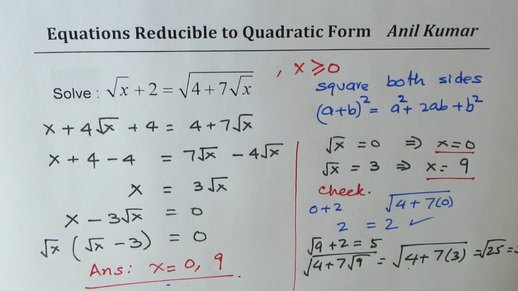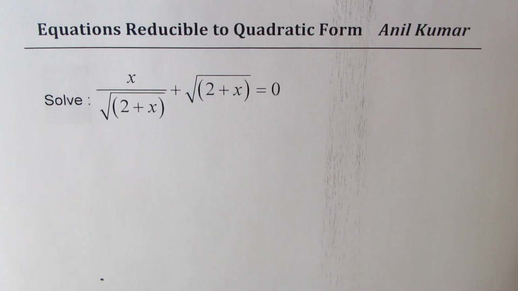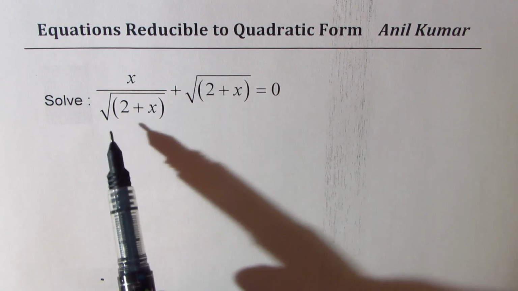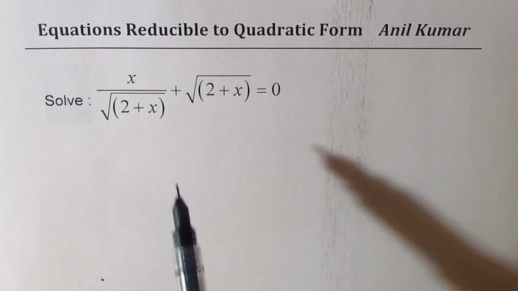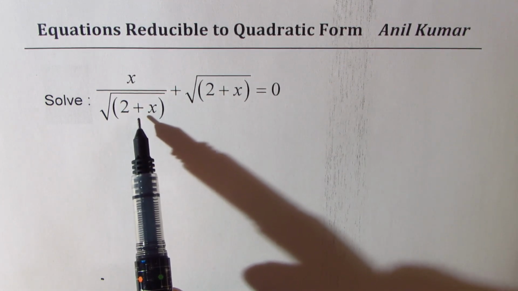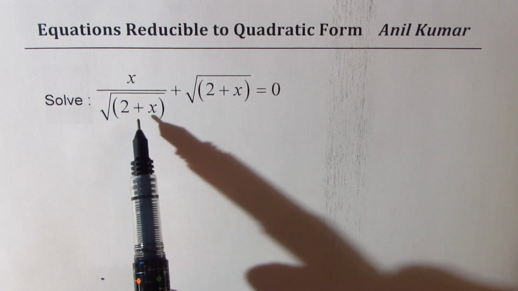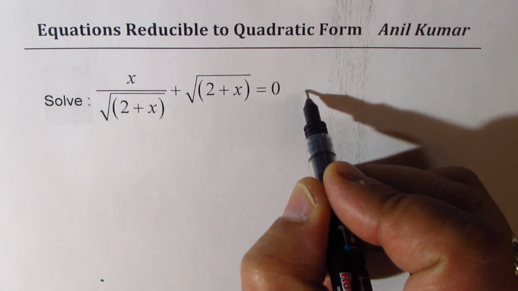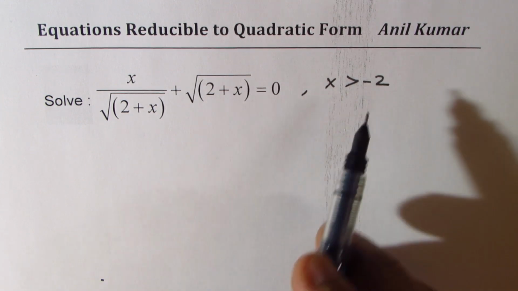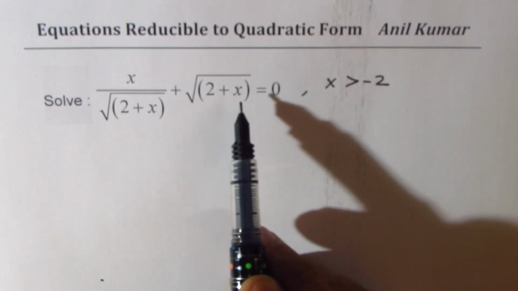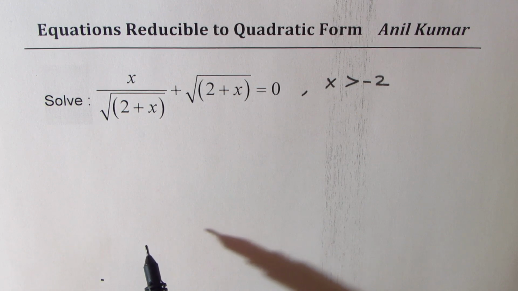Now let's take up the last two examples. Let us solve the radical equation x over square root of 2 plus x, plus square root of 2 plus x, equals 0. Now here, the denominator cannot be 0. Within a square root, we should always have a positive number. So x should be greater than minus 2. Right? Only then we can have a valid solution.